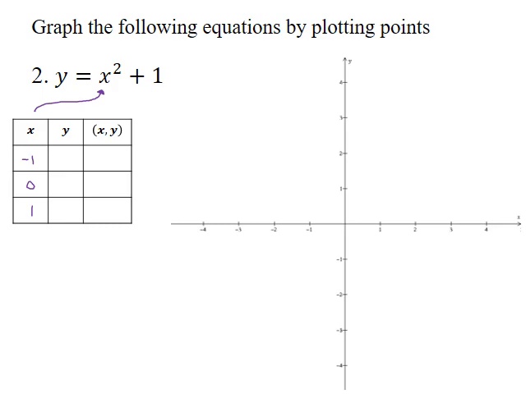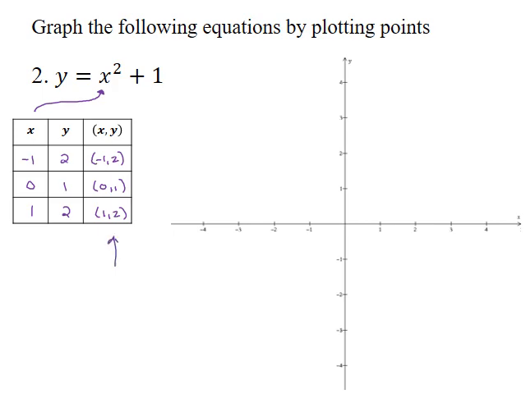So if I start with negative 1, negative 1 squared is going to be 1, and 1 plus 1 is 2. So that creates the point negative 1, 2. If I plug 0 in, 0 squared is 0, and 0 plus 1 is 1. So that gives me the point 0, 1. And then if I plug 1 in, 1 squared plus 1 is also 2. So you create the point 1, 2.